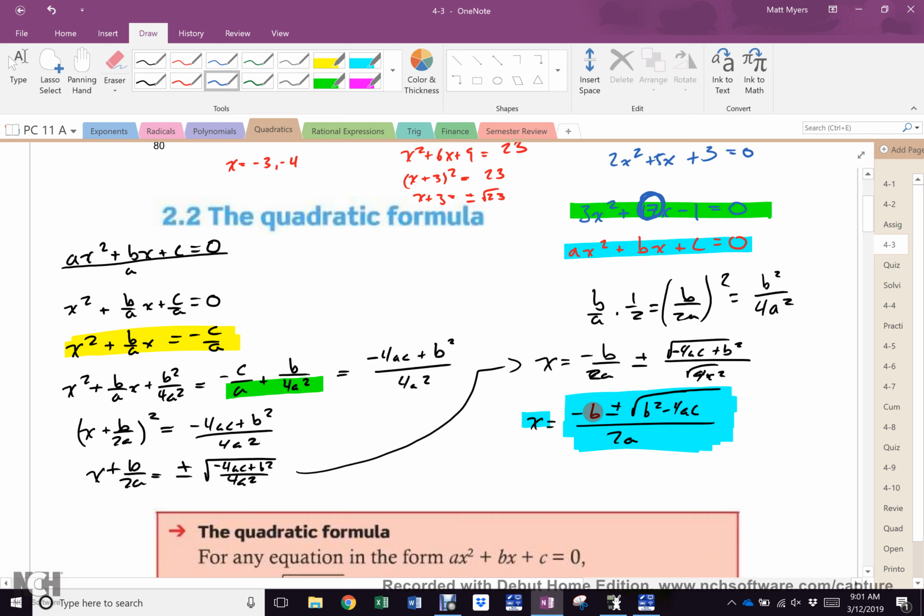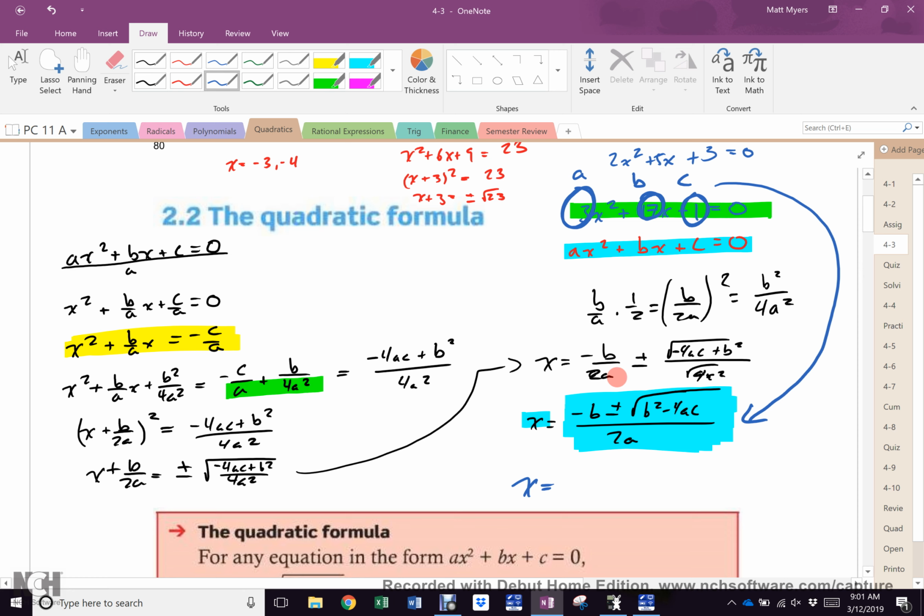B. What do you see right there? B. What do you see right there? C. What do you see right there? C. What do you see right there and there? So if I take those numbers, A, B, C, and I put them in there, what will I get? X.